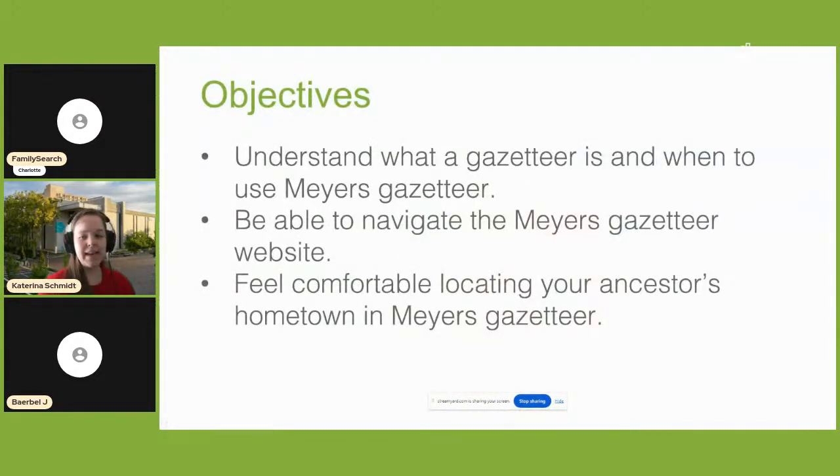My objective today is to help you understand the basics of what a gazetteer is, which will help you know when in your research you can turn to Meyer's Gazetteer, what step you might want to go to Meyer's Gazetteer. We'll also talk a lot about how to use and navigate the different features of the website, as well as how to locate your ancestor's hometown and understand the provided information on the website.